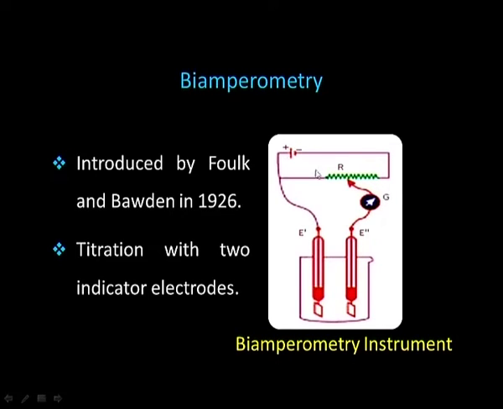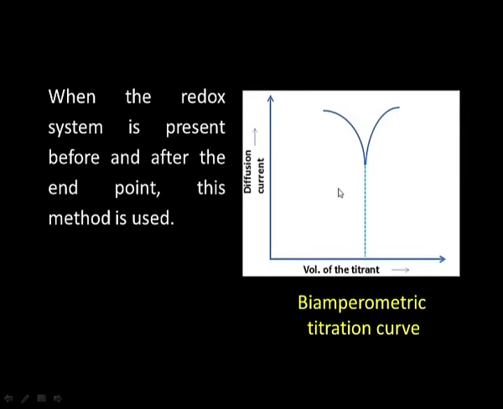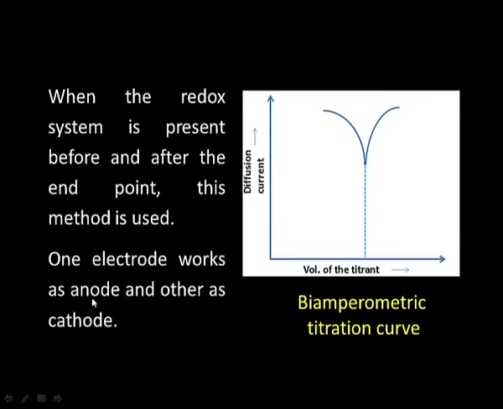This is the battery which is attached to a potential divider, and this is the sliding key. By moving this key we can adjust the desired potential, and here this is a galvanostat which provides us information about the current. When a redox system is present, before and after the endpoint, this method is used. Here you can see that one electrode works as anode and the other works as cathode.